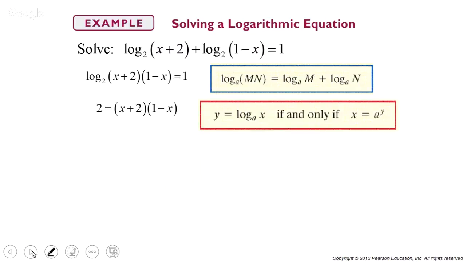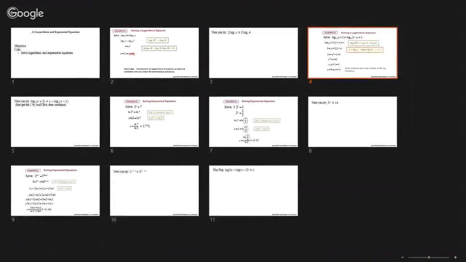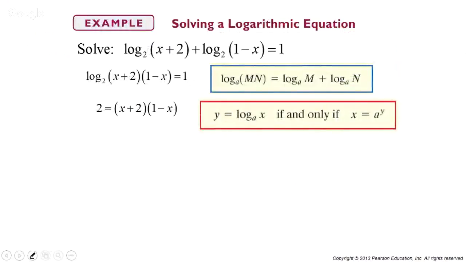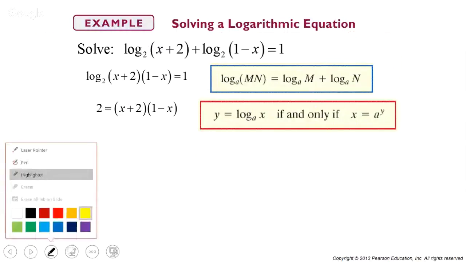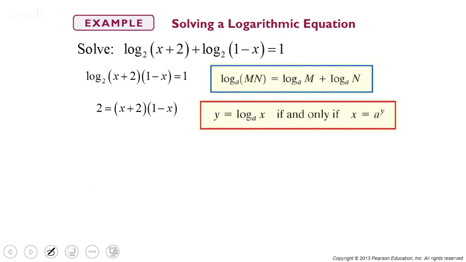Now I just got to do FOIL. When I do FOIL, I'll get x times 1 is x, times negative x is negative x squared. 2 times 1 is 2, and 2 times negative x is negative 2x. When I combine like terms, I get negative x squared minus x plus 2.